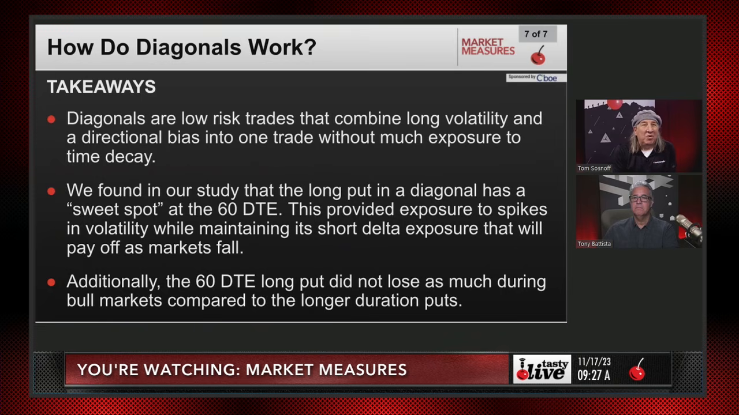This provided exposure to spikes in volatility while maintaining the short delta exposure that will pay off if markets fall. Additionally, the 60-day to expiration long put did not lose as much during bull markets compared to the long duration puts. Again, I think the importance here is that based on our research, we found that 60 days is the best long. It gives you time to be right in a volatility environment that's not really suitable for selling premium. It gave you the best chance to make money.